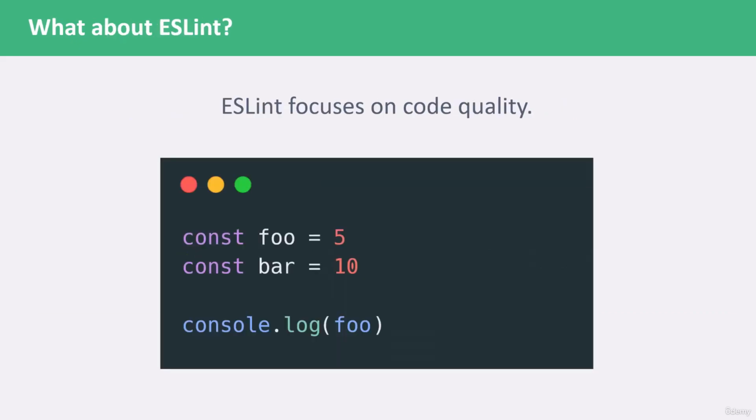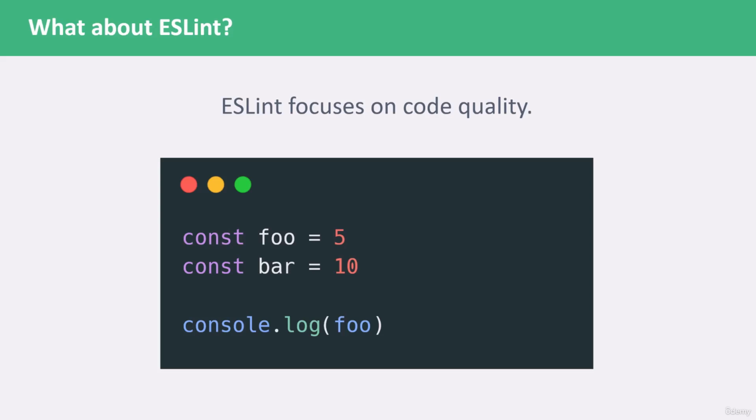Hold on a moment. Doesn't ESLint perform the same action? Sort of. ESLint focuses on code quality. Look at this example. The bar variable is unused. This is not a formatting issue, but a code quality issue. Unused variables are a waste of space. ESLint can help us catch these types of issues.